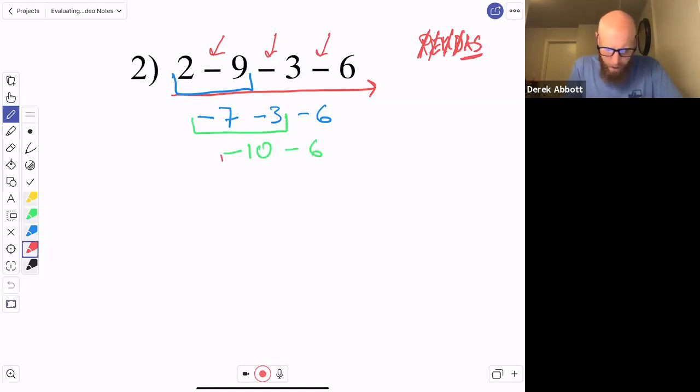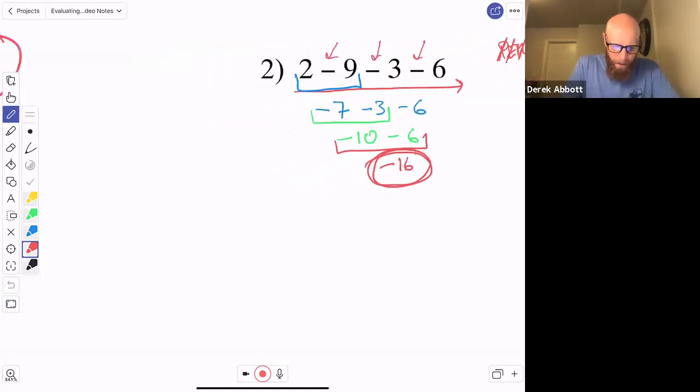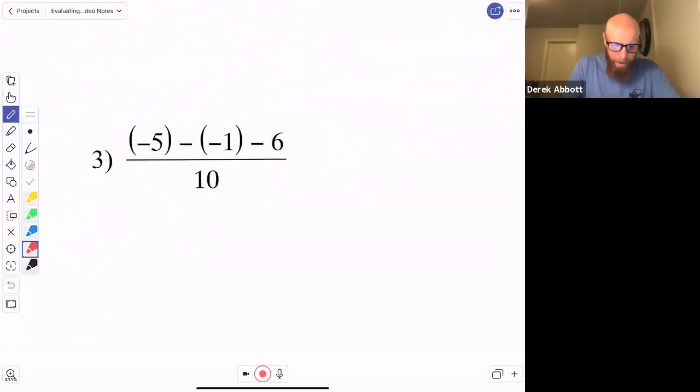Let's go ahead and do the next group. -10 minus 6 is -16. And we're done. That's it. There's the evaluation of that problem, right? So that's evaluating right there. Let's go ahead and clean this up by doing another one.